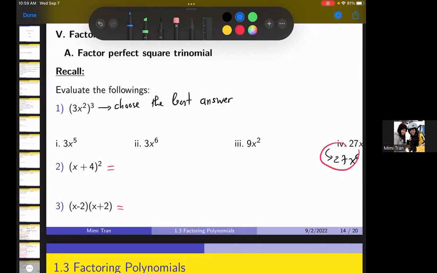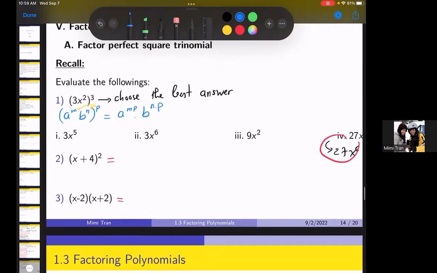Yeah. So if I have a to the m, b to the n, and then outside is power p, all you do is distribute the power to power. So it's going to be a to the m times p, and then times b to the n times p. You distribute the power. So that means 27x to the 6.